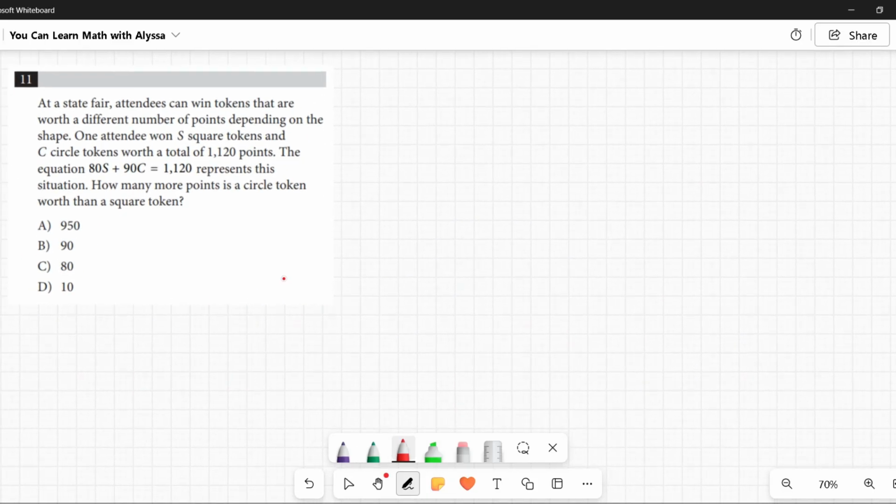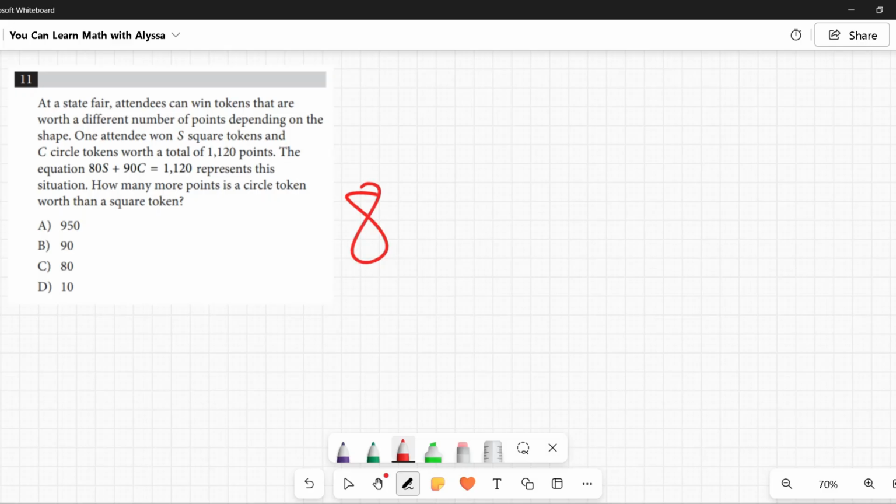Number 11. At a state fair, attendees can win tokens that are worth a different number of points depending on the shape. One attendee won S square tokens and C circle tokens, the number of tokens that they won, worth a total of 1,120 points. The equation 80 times S plus 90 times C equals 1,120 represents this situation. How many more points is a circle token worth than a square token?